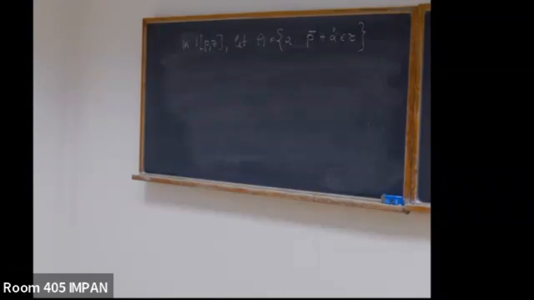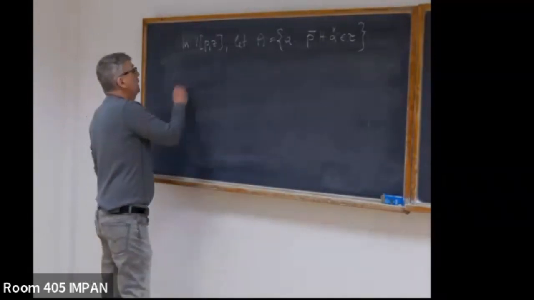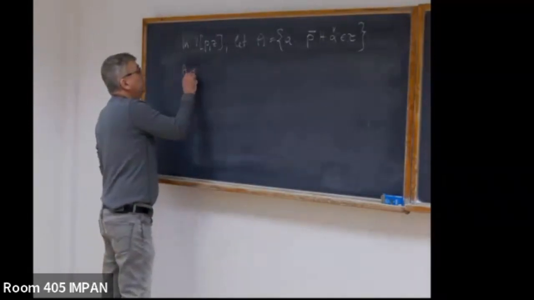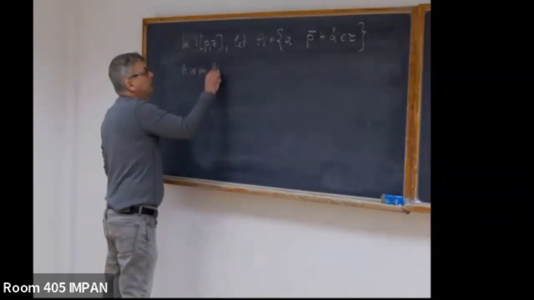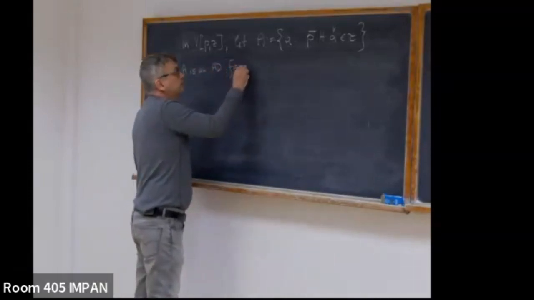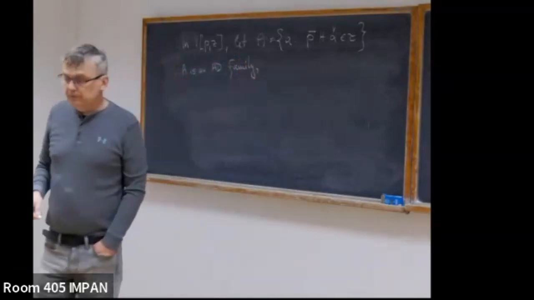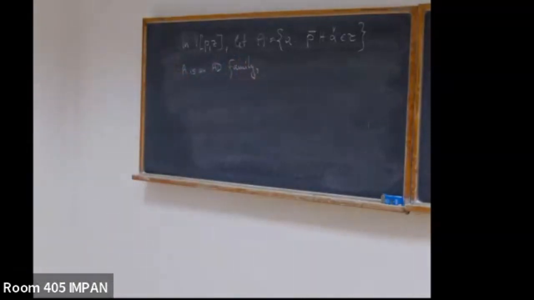Now A is not a mad family. A is just almost disjoint. You don't know if it's mad, but it's almost disjoint. So A is an almost disjoint family, but what you can do with an almost disjoint family is find an ultrafilter disjoint from it, a non-principal ultrafilter.